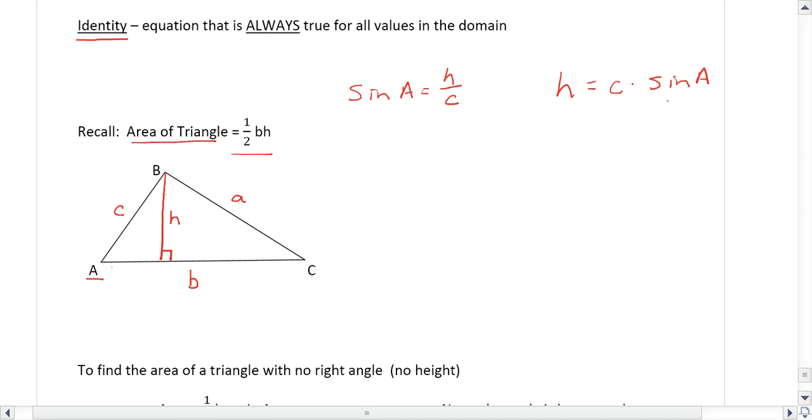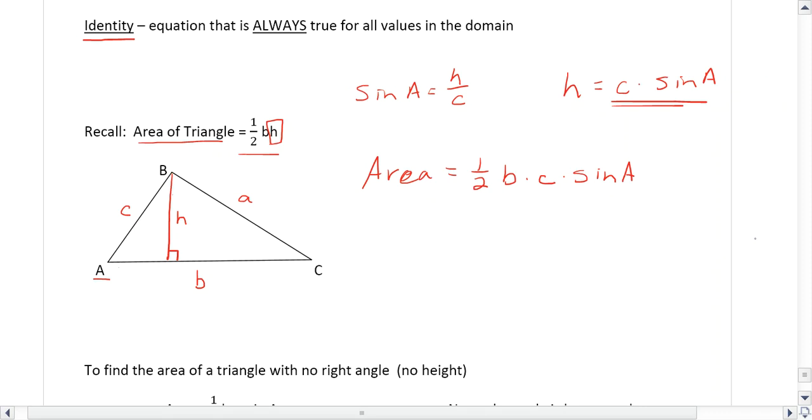And now if we do a substitution, if we take this H and we put it into the original area formula right there, then what I'd end up with for the area of the triangle is 1/2, the B is still in there, times, and now this part, C times the sine of A. And this is a new formula that you're going to be working with to find the area of a triangle when we are not given a height.